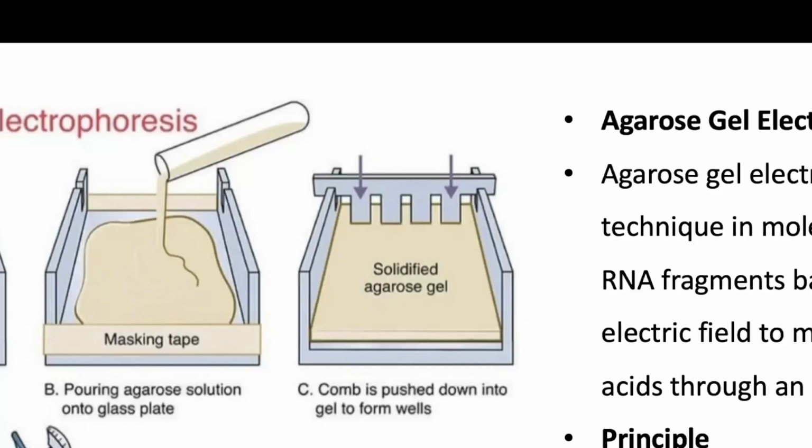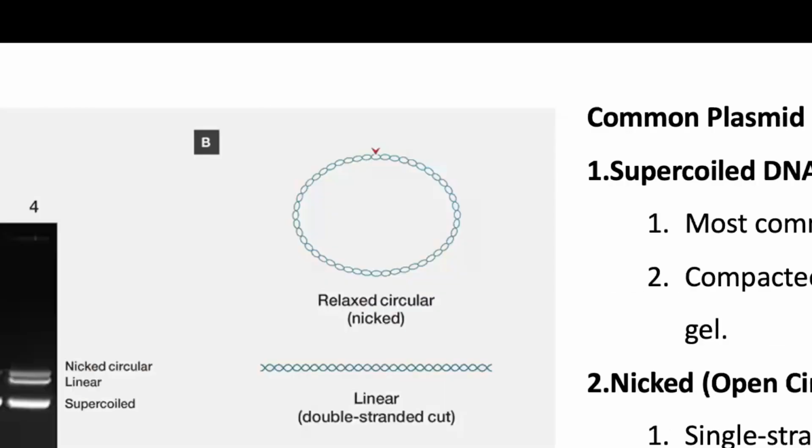When an electric current is applied, nucleic acid molecules migrate towards the positive electrode. Smaller fragments move faster through the gel, while larger fragments move slower, allowing size-based separation. So this is the basic principle. Now what will happen when we run a plasmid in a gel?